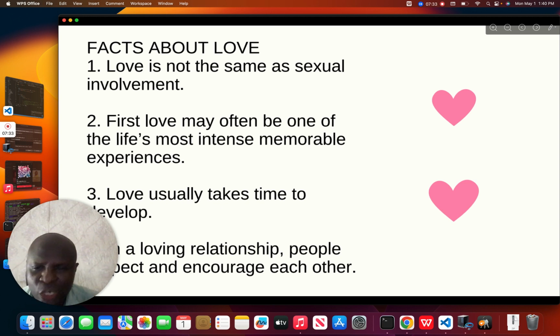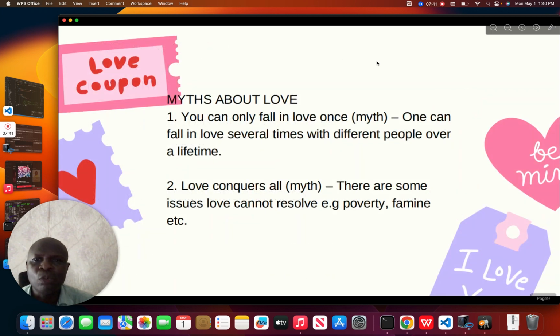In a loving relationship, people respect and encourage each other. So you must take that into consideration, that you must respect yourself and you must also keep your friend's secret and you don't expose your friend unnecessarily.